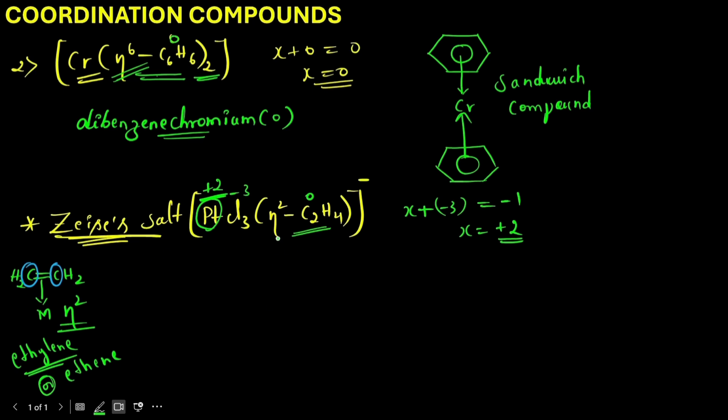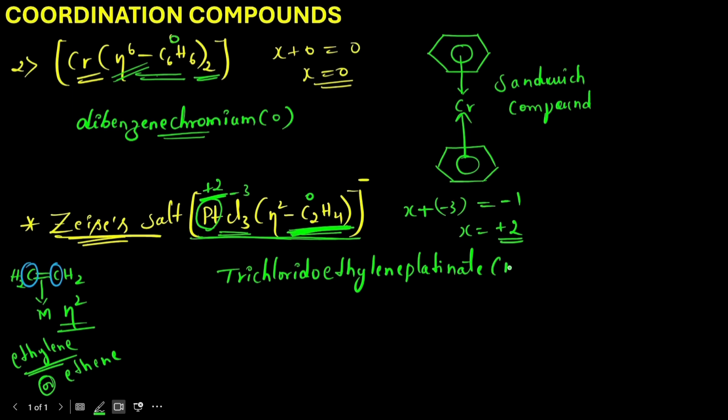First we have to write the name of the ligands. According to alphabetical order, the chlorido ligand comes first. How many chlorido ligands are there? 3. Therefore, the prefix tri: trichlorido. Here C2H4 is named as ethylene. Since the complex is an anionic complex, the name of the metal should end with ate. Therefore, it is platinate. Oxidation state is +2. Therefore, here (II) ion. Trichlorido(ethylene)platinate(II) ion.